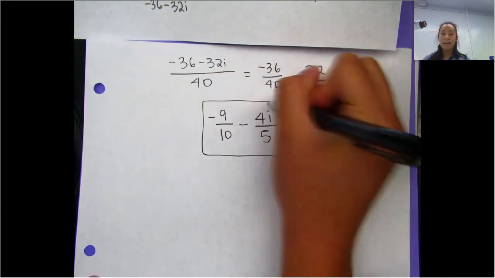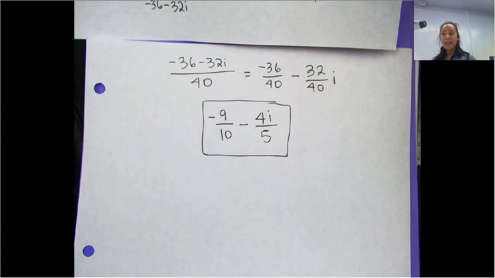There are no imaginary numbers in the denominator, and we have successfully divided complex numbers.